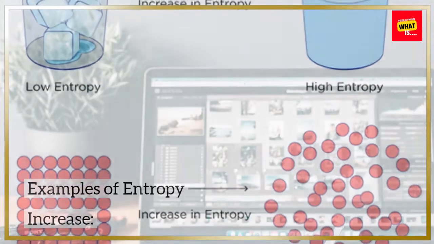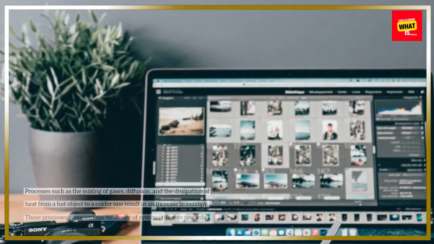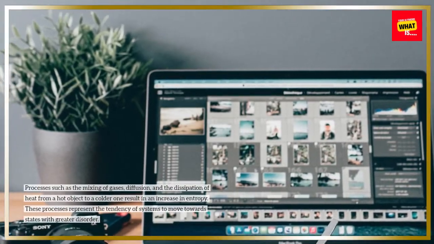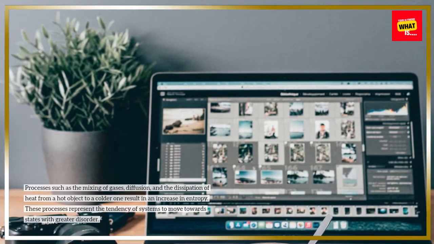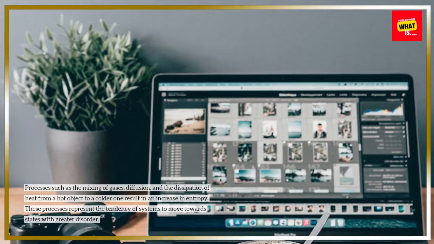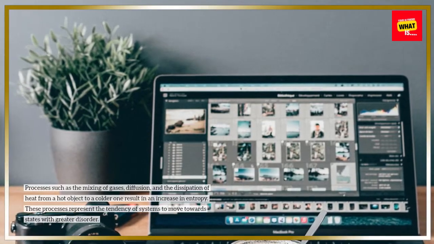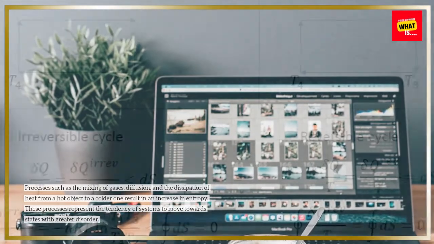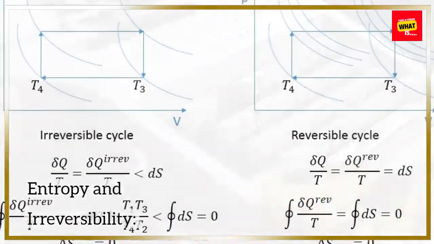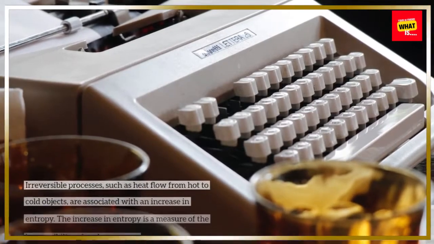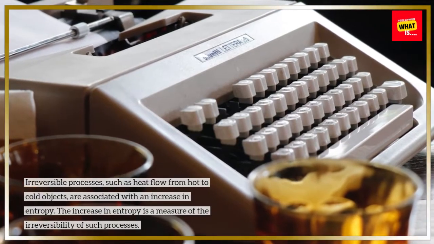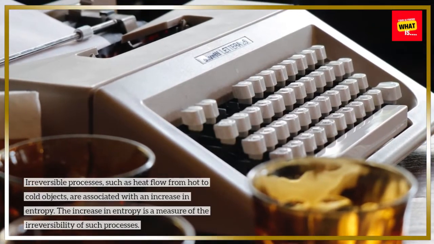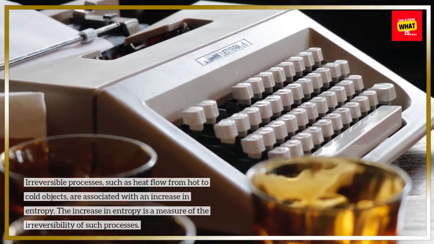Examples of entropy increase. Processes such as the mixing of gases, diffusion, and the dissipation of heat from a hot object to a colder one result in an increase in entropy. These processes represent the tendency of systems to move towards states with greater disorder. Entropy and irreversibility. Irreversible processes, such as heat flow from hot to cold objects, are associated with an increase in entropy. The increase in entropy is a measure of the irreversibility of such processes.